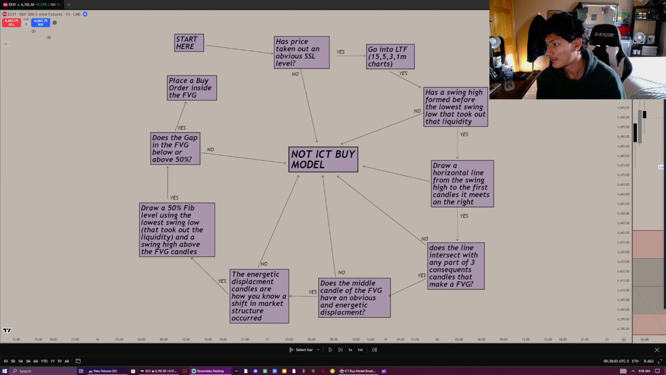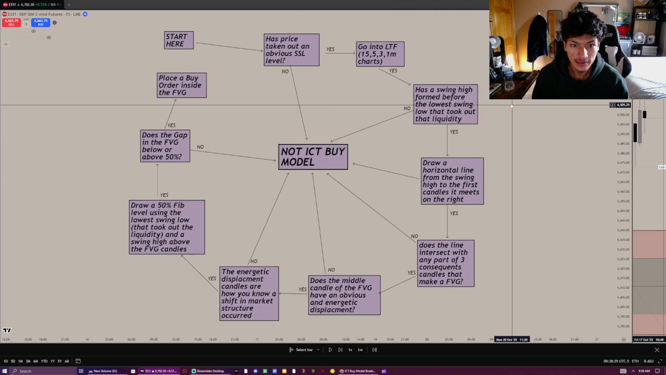First off, ICT buy and sell models are basically blueprints for how smart money moves in the market. The buy model shows how price action transitions from bearish to bullish, and accumulation before expansion. And the sell model is just vice versa, the opposite. So first we'll go over the buy model, and for each question I'll go into the chart and show you what it looks like, and then we'll do the sell model, same thing.